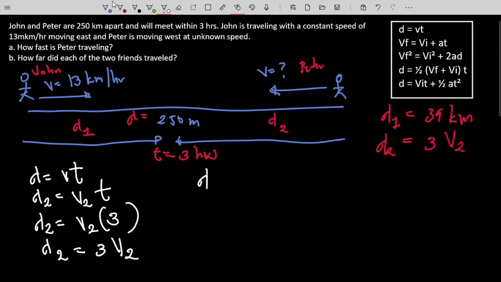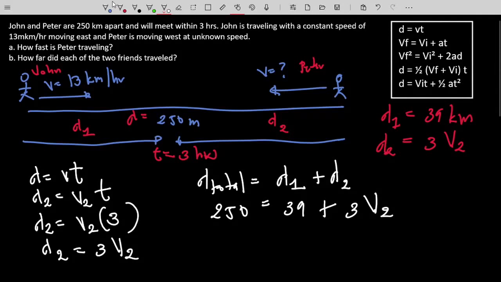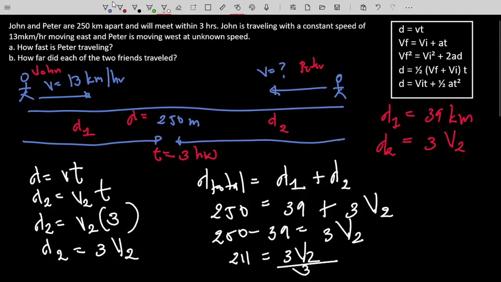Now we should know that total displacement is equal to d1 plus d2. Your total displacement is 250, equal to d1, which is 39, plus d2, which is 3 multiplied by v2. Now transpose your 39 here. So 250 minus 39 is equal to 3 multiplied by v2. 250 minus 39, then you should have the value of 211 is equal to 3 v2. Now again, divide both sides by 3. So 211 divided by 3, then we should have the value of 70.33 is equal to v2. So therefore, the velocity of Peter is equal to 70.33.